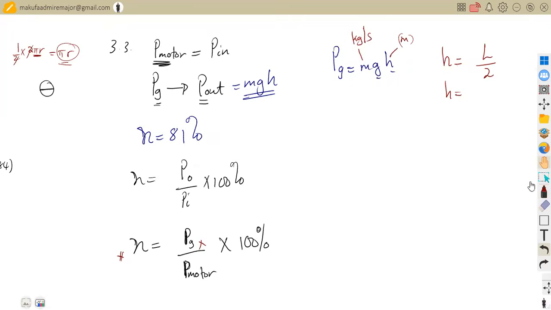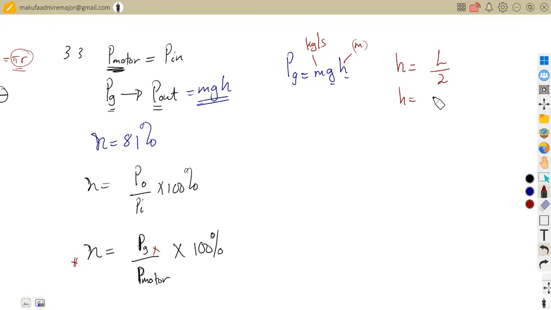So here we are going to have 201 over 2. That's our H. If we divide by 2, we're going to have 0.5 meters. So we are going to use our H now to calculate the power, which is our PG, using the mass in kg per second.